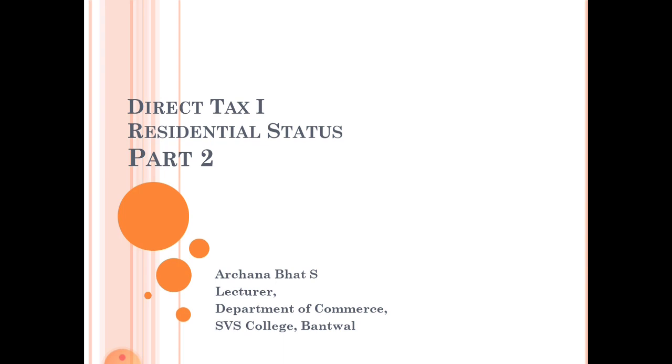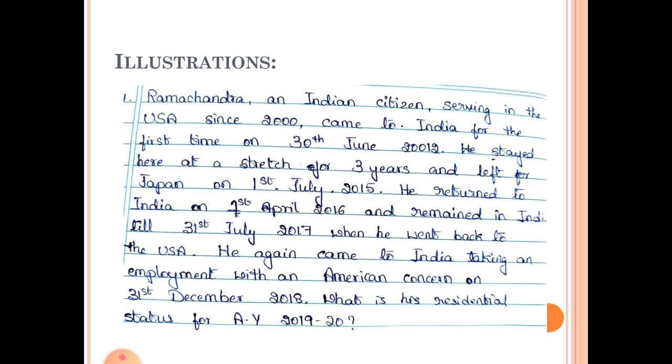If an individual fulfills any one of the basic conditions and fails to fulfill these additional conditions, he will become non-ordinary resident of India, and if he fails to fulfill the basic conditions, he will become non-resident of India. So, this is the concept that we learnt in the previous session. In this session, let us discuss some problems relating to calculation of residential status of an individual.